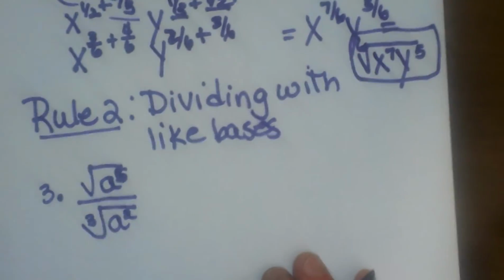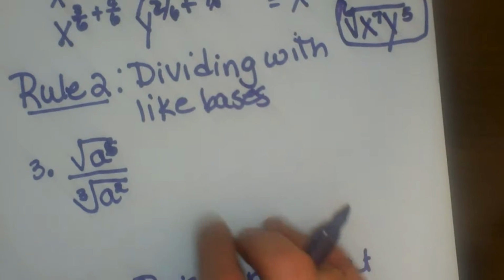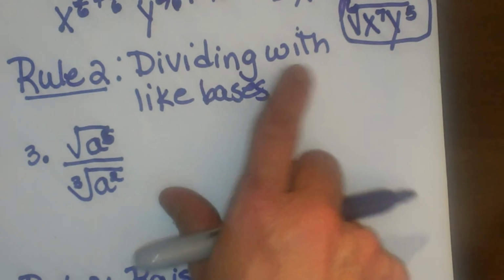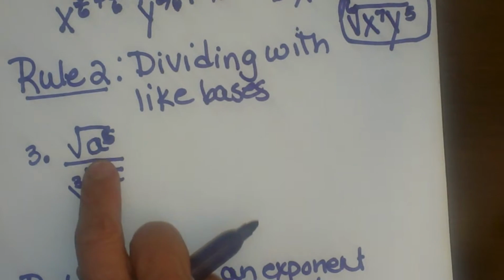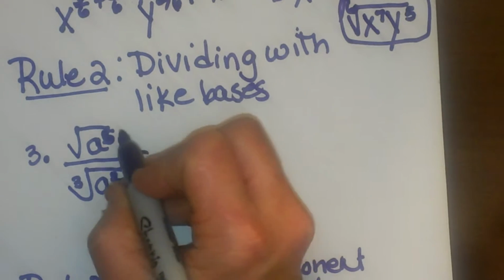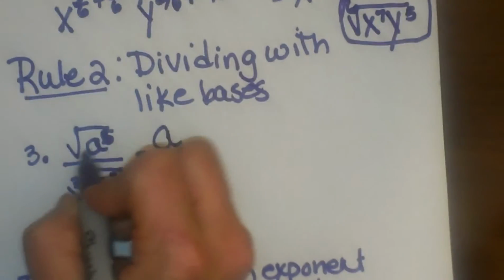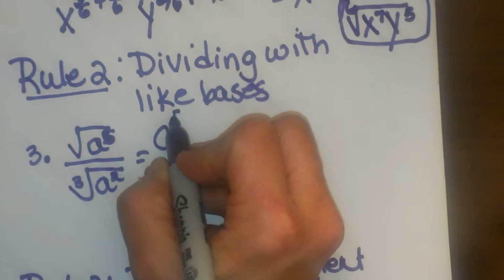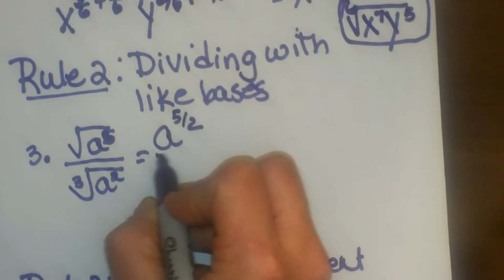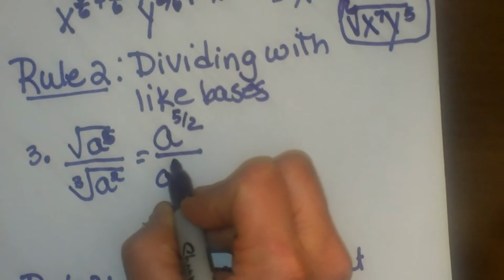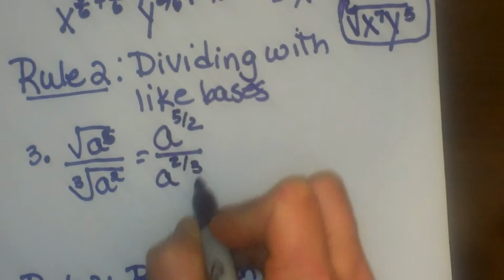Okay? So now let's look at the rules for dividing. Okay, the dividing is very similar to the multiplying rule. When we divide with like bases, we're going to subtract the exponents. So the first thing I want to do is take my radical and rewrite it as a fractional exponent instead of a radical. So I've got the square root of a to the 5th, so that's 5 halves all over a to the, in this case that's squared inside cubed on the outside, so that's 2/3.